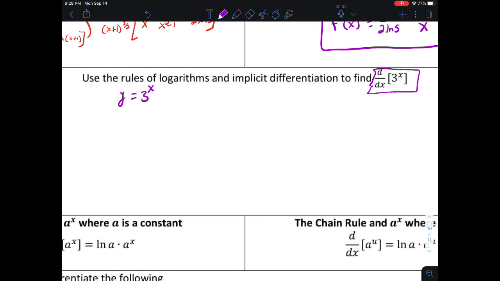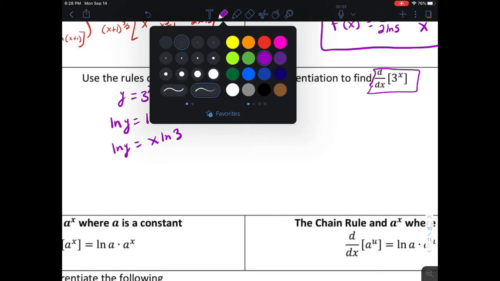Now we've just seen how to take the derivative of a logarithm that is not the ln. So what we can do is take the natural log of both sides here. We'd have the ln of y is equal to the ln of 3 to the x. Use properties of logarithms here, so ln of y would equal x times the ln of 3. And let's take the derivative of both sides with respect to x.